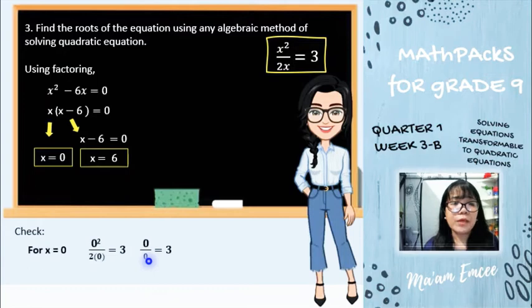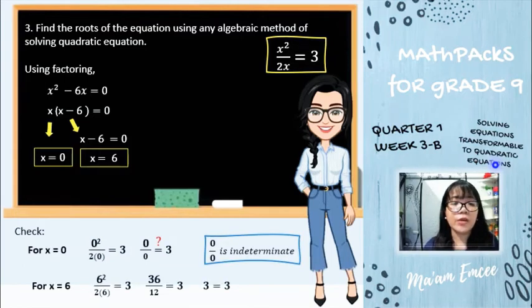Now, the question is, is 0 over 0 equal to 3? What is 0 over 0? 0 over 0 is actually indeterminate, meaning we cannot determine its value. So obviously, this 0 over 0 is not equal to 3. Therefore, x is equal to 0 is not a solution of your original equation, x squared over 2x equals 3.